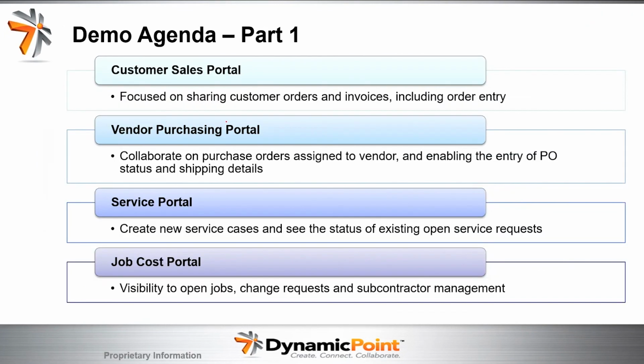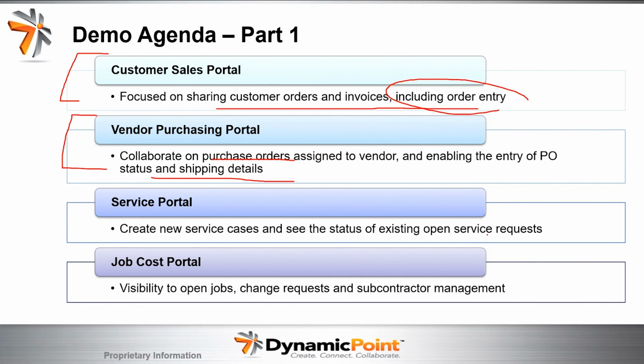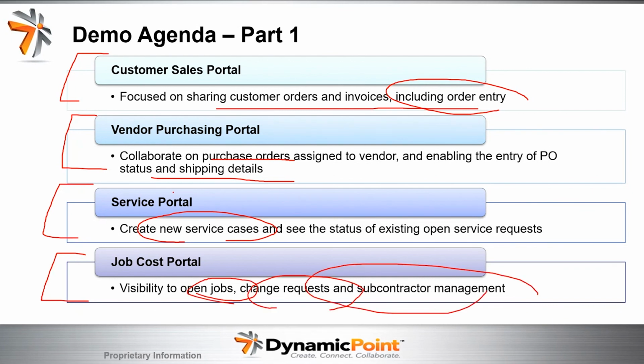Okay, so in preparation for the demo, we are going to start basic here. We're going to go through a customer portal, and we're going to focus on sharing orders and invoices, including the ability to do order entry. We're going to switch to a vendor portal, and then we're going to look at purchase orders, as well as the ability to look at shipping details and edit certain things on the PO. And then we're going to skip to a service portal as well as a job cost portal. Service portal is going to be focused more around service cases and things like that. And then the job cost portal will be focused more around open jobs, job status, change requests, subcontractor management, etc.